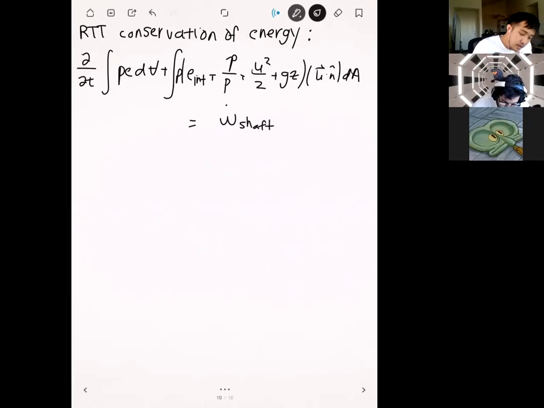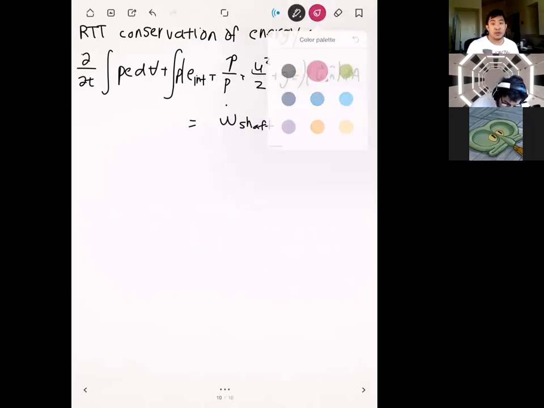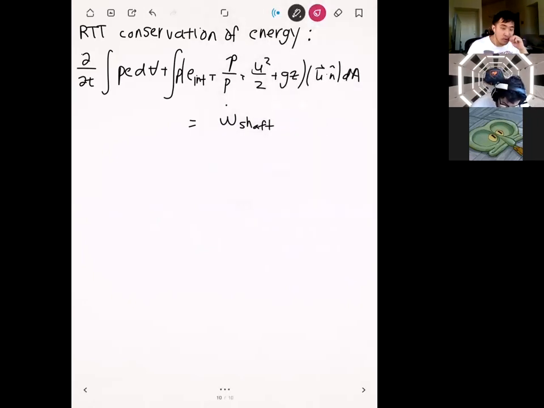And so let's apply our assumptions on this. First of all, we're going to cross out the unsteady term. And given that we have no height change, we can cross out this term too.